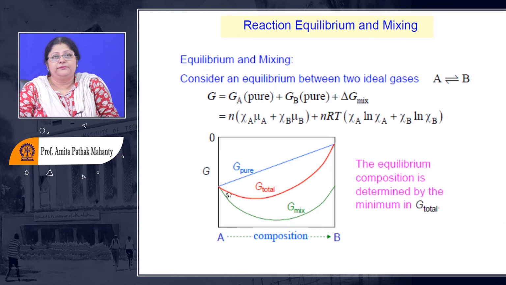This G is actually the addition of the pure A and B plus the delta G mixing. And if you remember the expression of delta G mixing, it is nRT, mole fraction of A, ln mole fraction of A, plus mole fraction of B, ln mole fraction of B, if I have only two components, A and B, in the reaction. So this is the expression I have for the delta G mix.